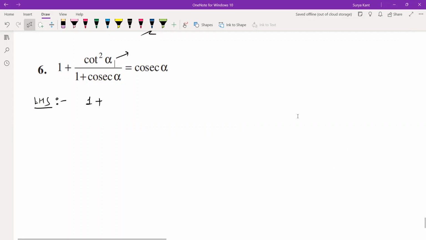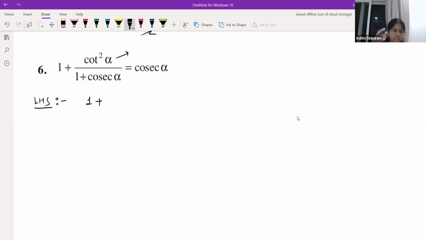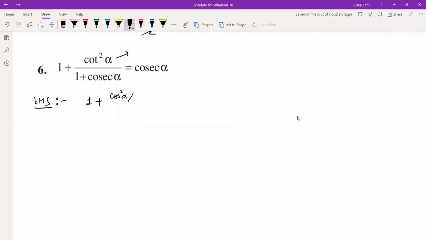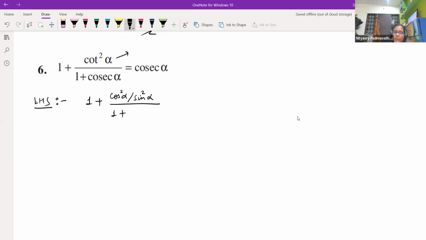Aditi, tell me what we can write for cot square alpha. Sin theta by cos theta whole square. That is tan square alpha, Aditi. Sir, it'll be cos by sin. Okay, also cos square alpha divided by sin square alpha, okay? Whole divided by 1 plus, what can we write for cosec alpha, Tanishka? 1 by sin.